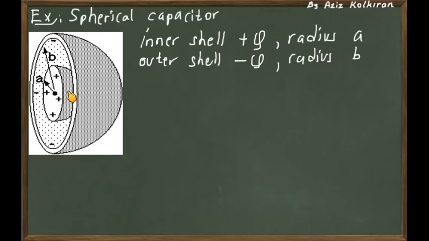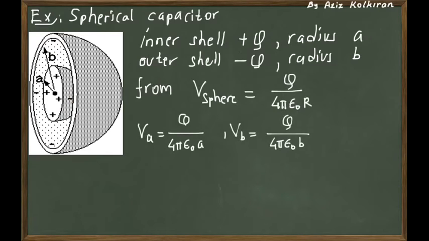So we know that for a charged metal shell, the potential at the surface is just the charge Q divided by 4 pi epsilon 0 r, where r is the radius of the shell.